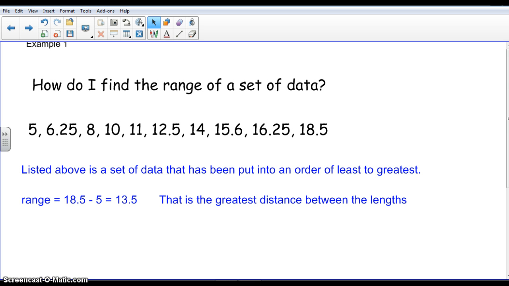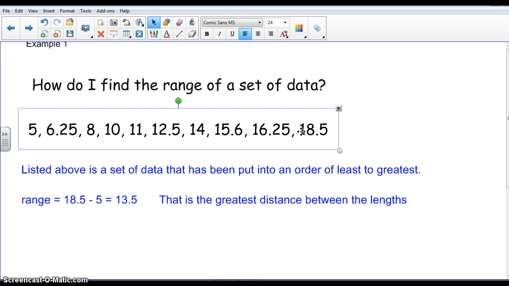The biggest part about finding range, I know you know how to do that, but it's interpreting that. So what that is telling you is from the least to the greatest, just like here in your example, that is the greatest distance. So they cannot vary by any more than that because they all fit within that range.